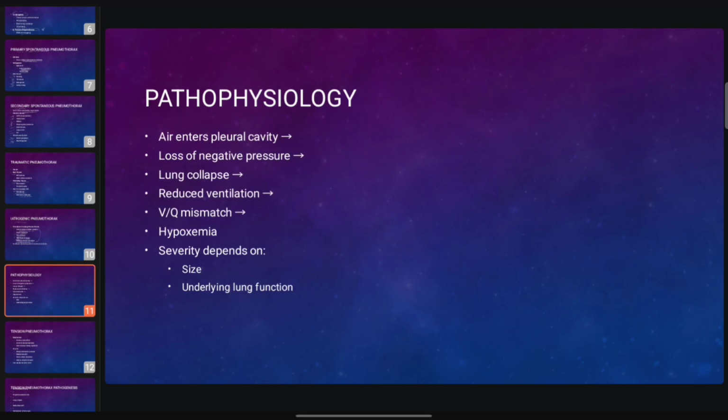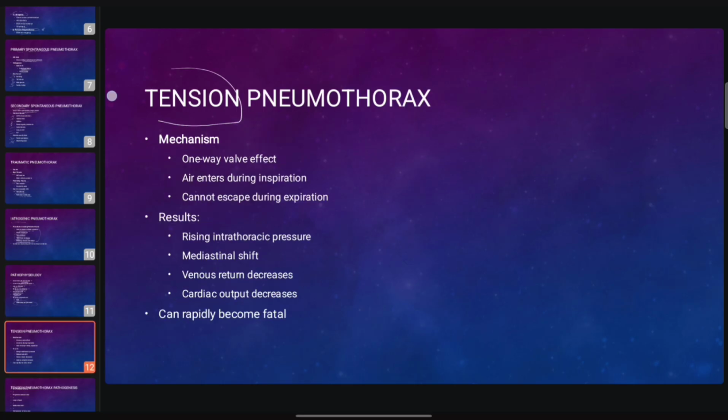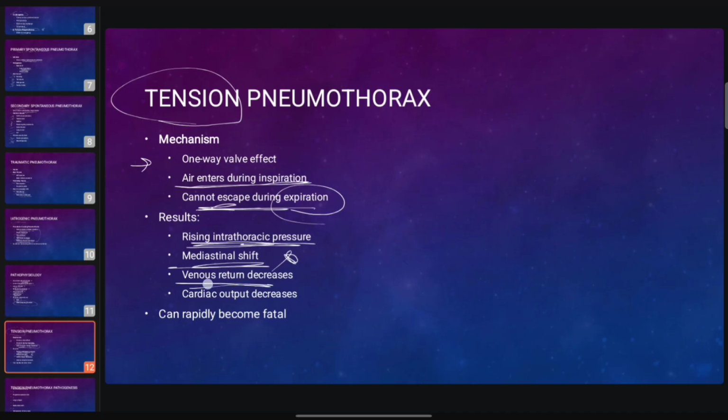And we talk about the pathophysiology. Air enters into the pleural cavity, negative pressure is lost, lung collapses, ventilation perfusion mismatch is reduced, and hypoxia occurs. And severity depends on the size and underlying lung function. Okay, now we talk about the tension pneumothorax. So a one-way valve effect occurs. Air enters during inspiration and cannot escape during expiration. Okay, and results in rising intrathoracic pressure, mediastinal shift. This is important. You have to know in which pneumothorax mediastinal shift occurs, and venous return decreases because of the pressure, and the cardiac output also decreases and can be fatal, and it is a medical emergency.